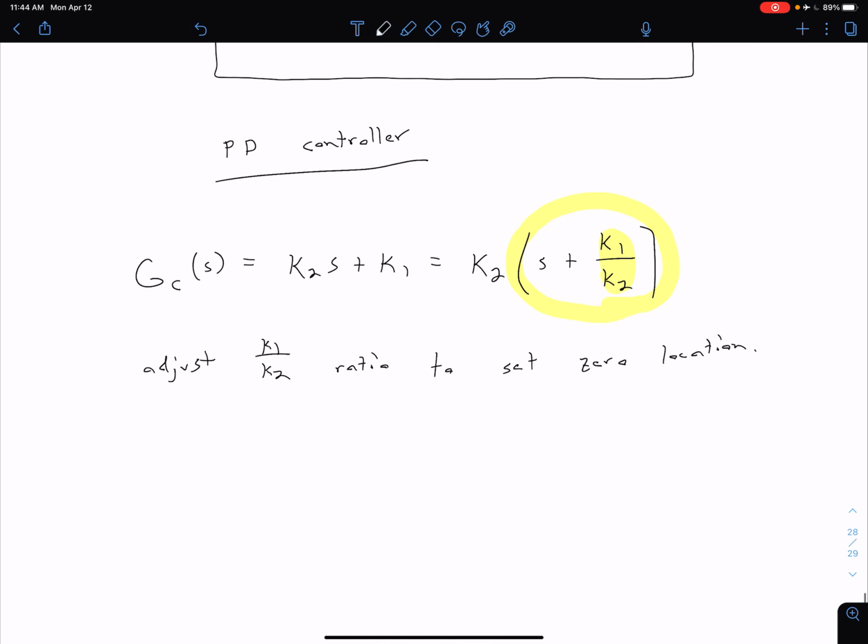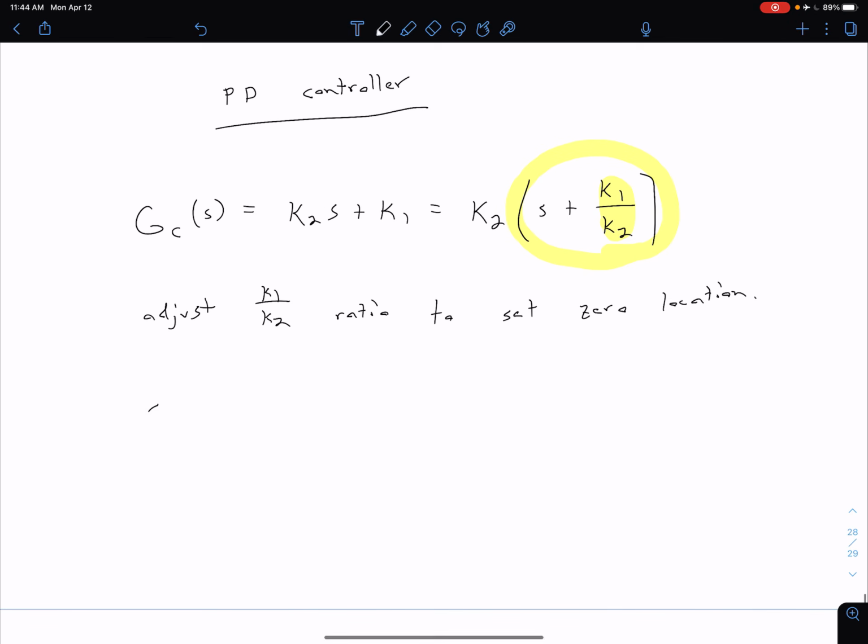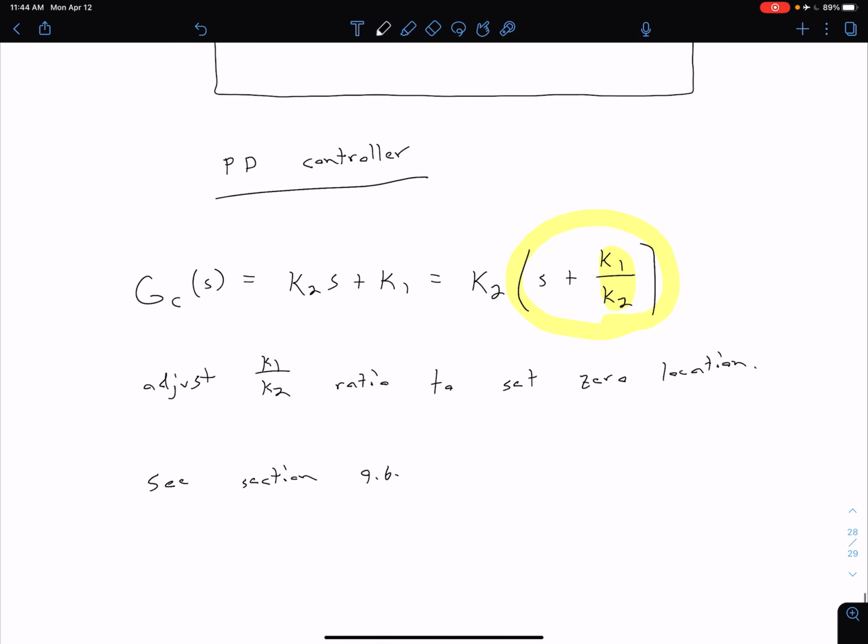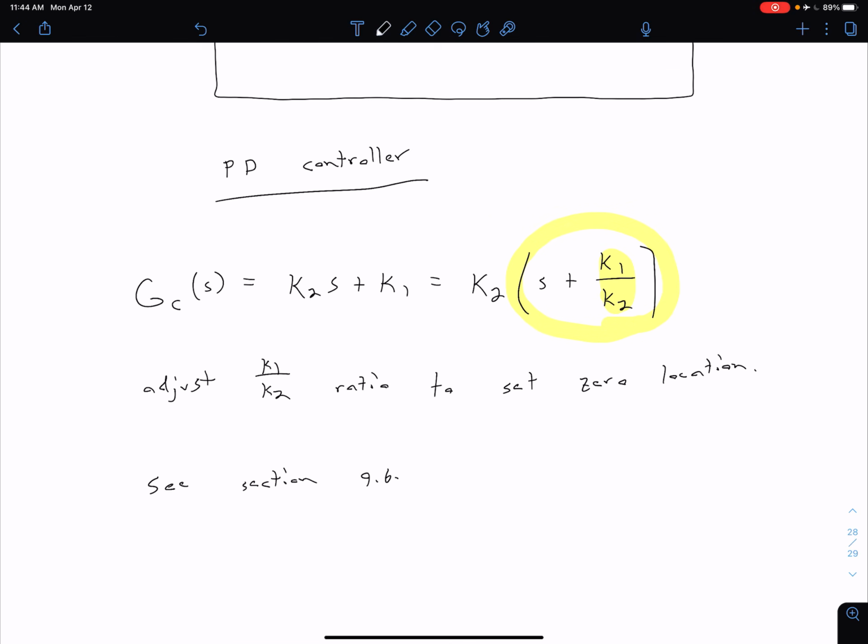Now, a good follow-up question is, well, how do we actually do that? What are we physically putting into our system? And so unfortunately, that's something we're not going to have time to look at. But as I've referenced a few times, if you look at section 9.6 in the textbook, section 9.6 goes over how we physically realize that. And so for this ideal PD controller, that's going to mean that we are putting active components such as op amps in our system.